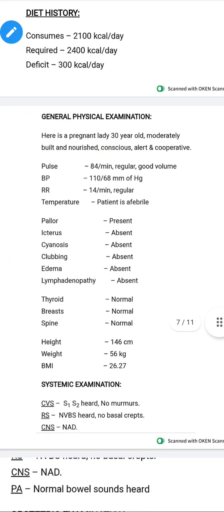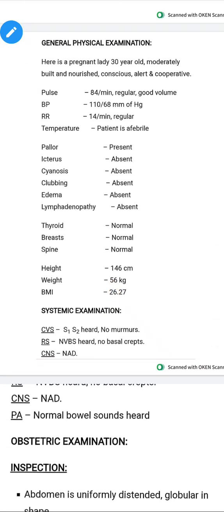On general physical examination, here is a pregnant lady, 30 years old, moderately built and nourished, conscious, alert, and cooperative, with a pulse rate of 84 beats per minute, regular and good volume. BP is 110 by 68 mm of Hg. Respiratory rate is 14 per minute, regular. She is afebrile on touch. Presents with pallor, but icterus, cyanosis, clubbing, edema, lymphadenopathy is not there. On examination, thyroid, breast, and spine are normal. Her height is 146 centimeters, weight is 56 kg, BMI is 26.27. So do not miss to learn the BMI and the criteria like overweight, obese, underweight, and normal. You should know the range.